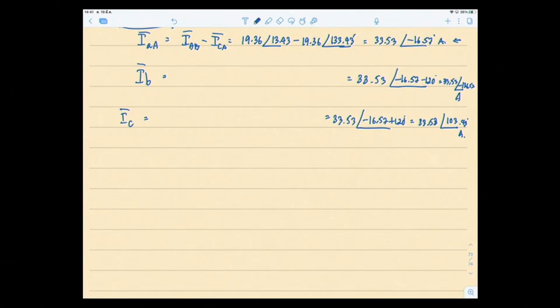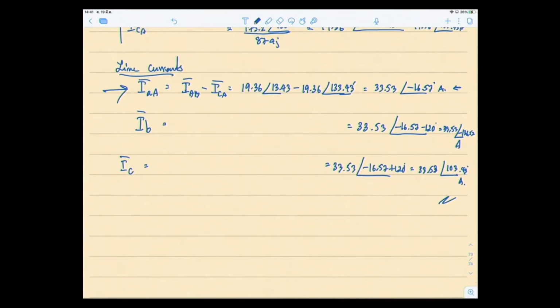Okay, so this example is very easy. Very simple since you grasp the way you look at your configuration at the beginning. And since you get your first answer, you can get the second and the third answer right away. Okay, so that's it for the Y and delta connections.